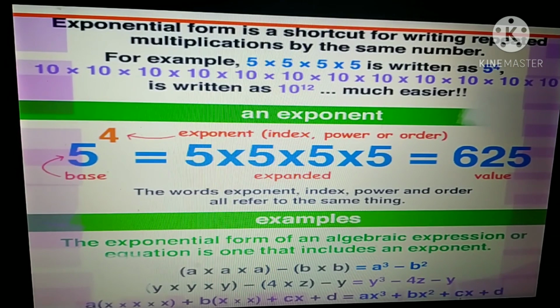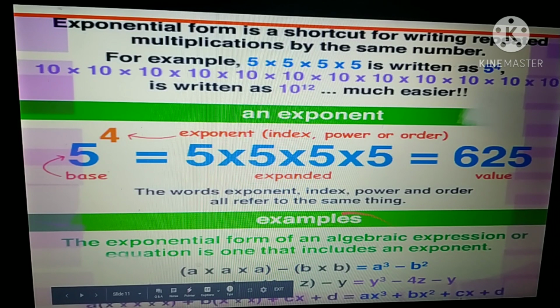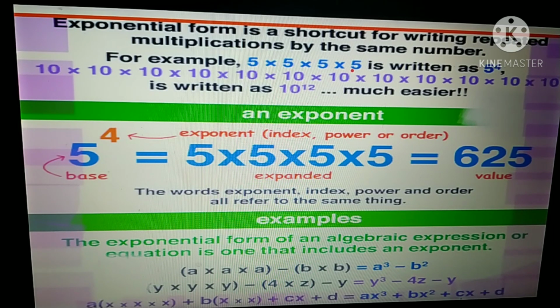See this one, exponential form is a shortcut for writing repeated multiplications by the same number. So here, see here 5 power 4, that means 5 is repeated here. For example, 5 into 5 into 5 into 5. Here 5 is repeated 4 times, so we can write it as 5 power 4. That means in the power we are writing 4. Okay, that means 5 is repeated 4 times.